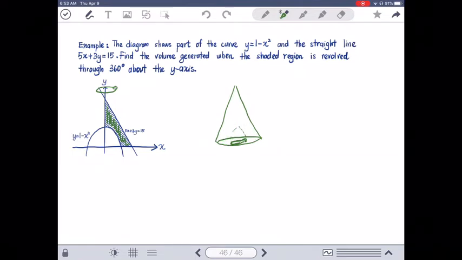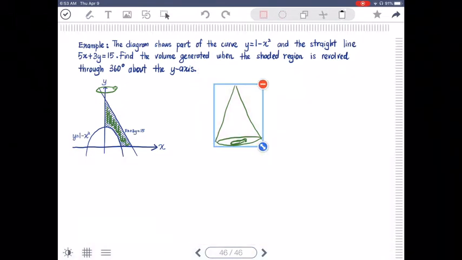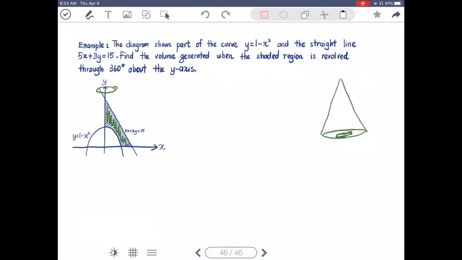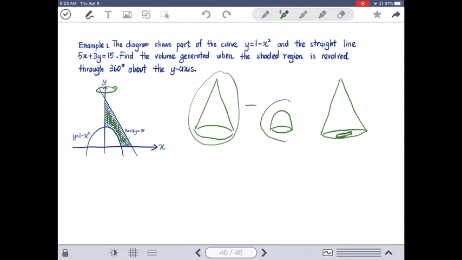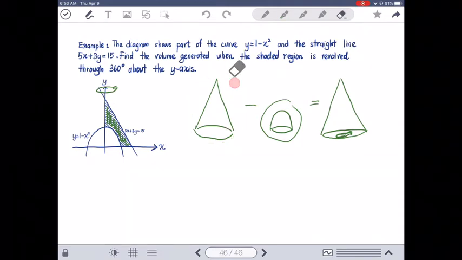Okay. What we can do is first we find the volume of the cone as a whole. Now we minus with the volume of the hole in the middle. So we find the volume of the whole cone minus with the volume of the solid in the middle, then we will get the volume of the cone with the hole in the middle.